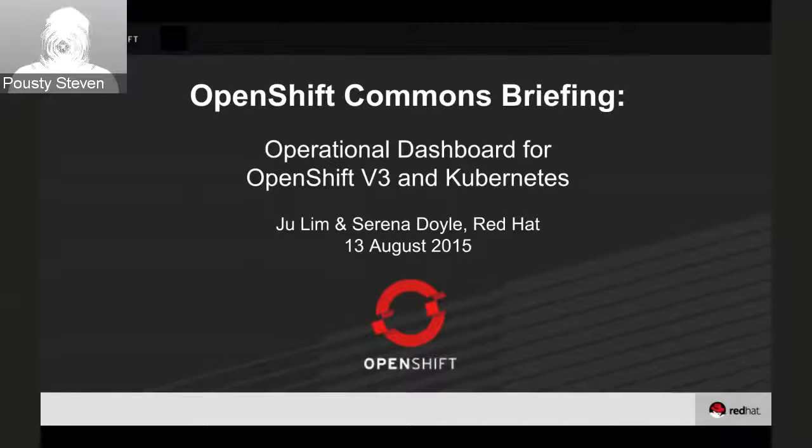Today we're going to have a briefing on some of the work happening inside of Red Hat on an operational dashboard for OpenShift V3 and Kubernetes. Kubernetes is underneath OpenShift, and Julim and Serena Doyle have been working on creating a single pane to manage both for all your operational needs. So I'm going to turn over the rest of the presentation to Julim and Serena.